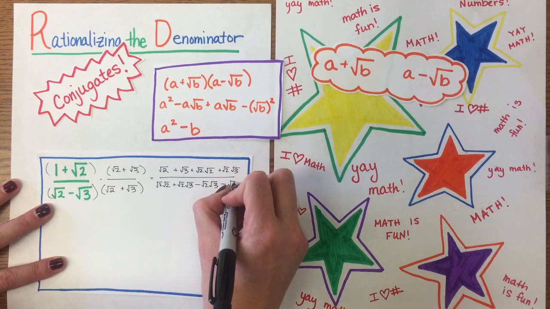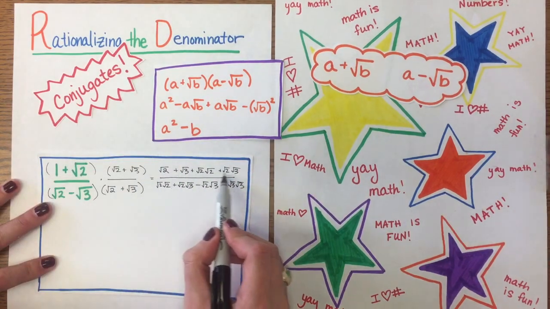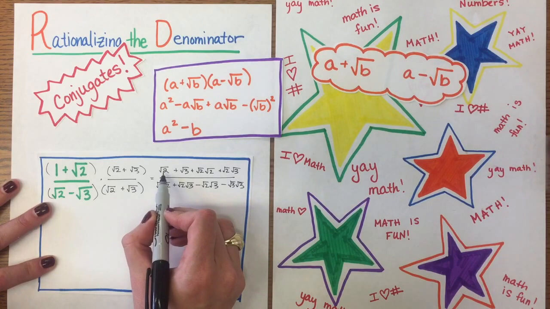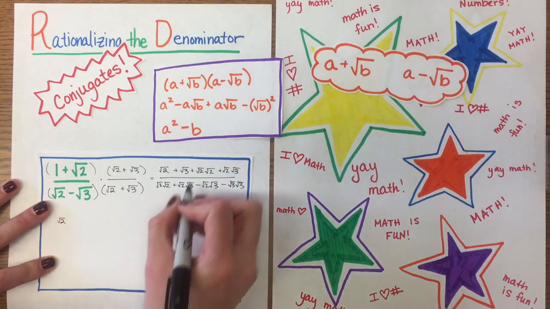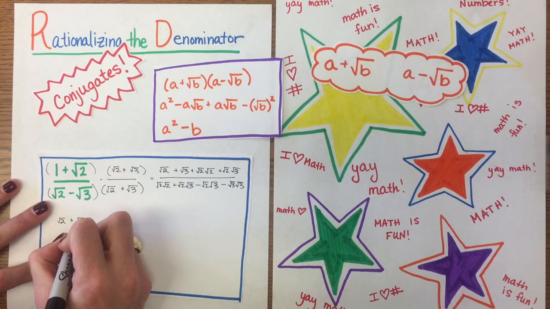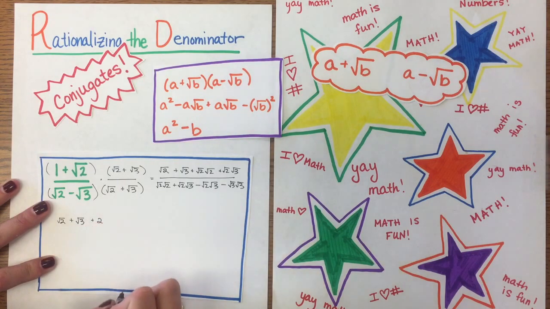And my last is minus the square root of 3 times the square root of 3. Okay, so looking at my numerator as I work through this, the square root of 2 stays as the square root of 2. And the square root of 3 stays as the square root of 3. But root 2 times root 2 is just going to be positive 2.